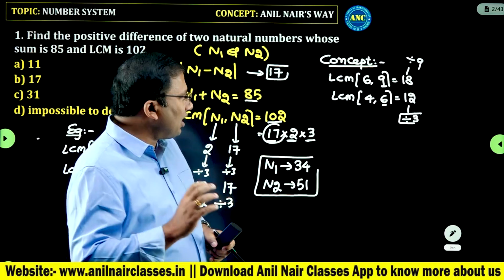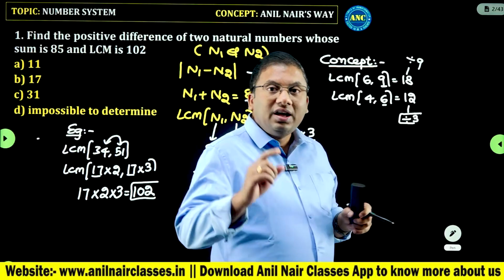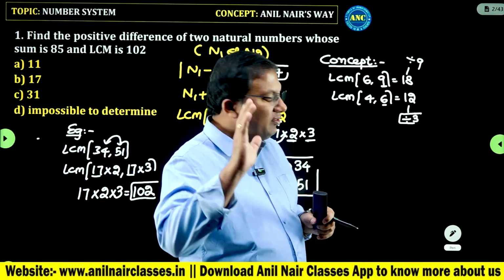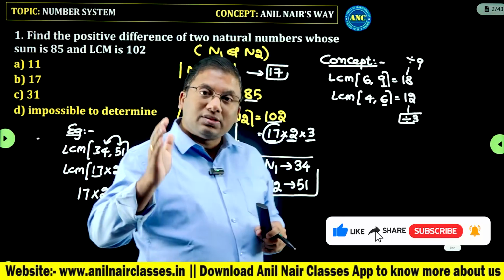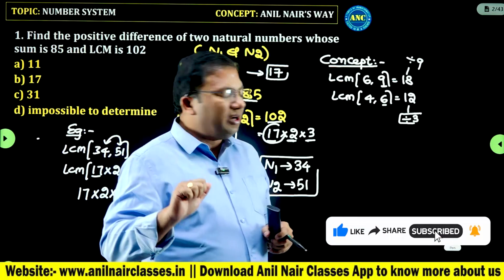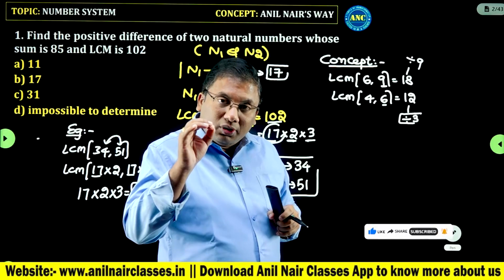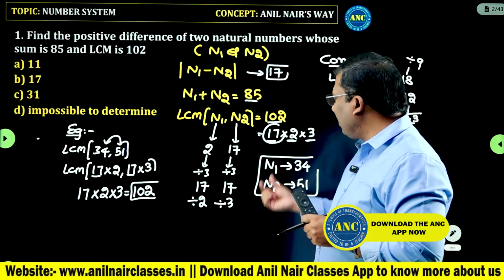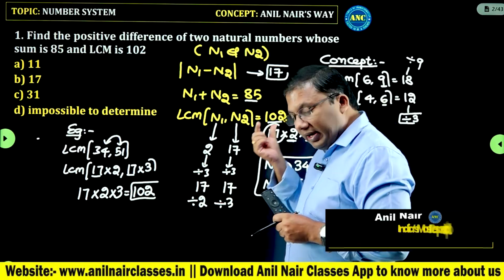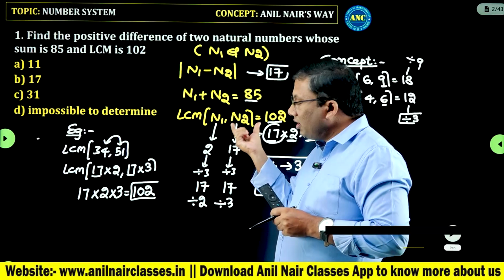It discusses one concept. If the answer is divisible by 9, in the input at least one number should be divisible by 9. It can be all the numbers, but a minimum of one number should be divisible by 9. If the answer is divisible by 3, then in the input one number should be divisible by 3. So if the answer is divisible by 17, at least one number, either this or this, or both, should be divisible.